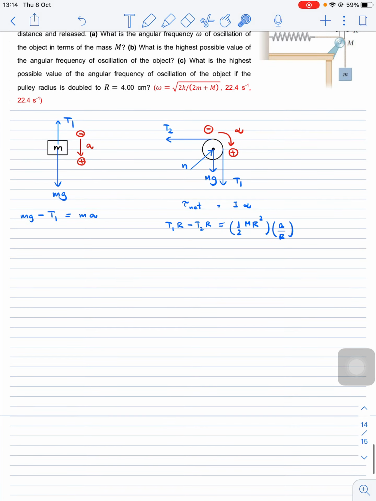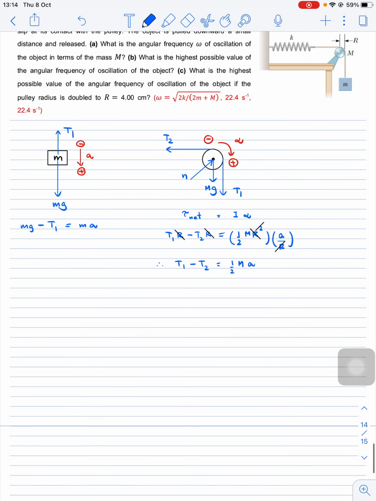Okay, so then this equation we can just simplify. You can see that one R just cancels out, right? And this R cancels out with this one. Okay, then finally we have that T1 minus T2 equals 1/2 times the capital M times a. That's it.